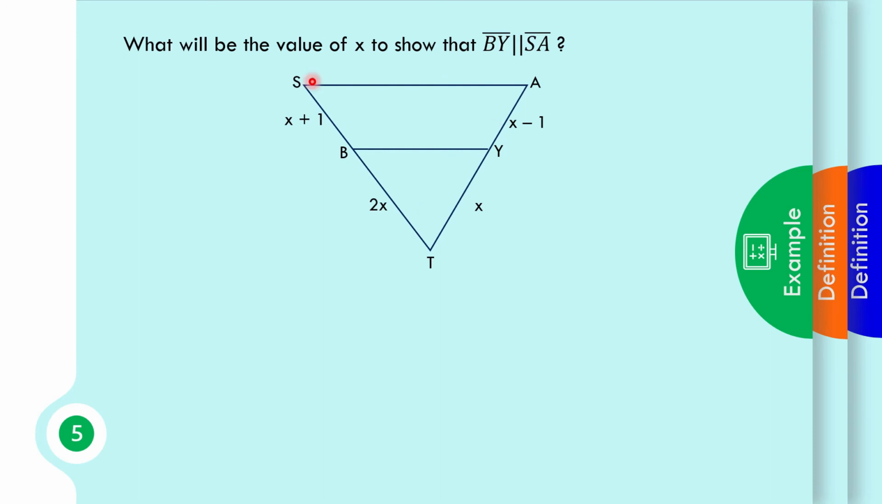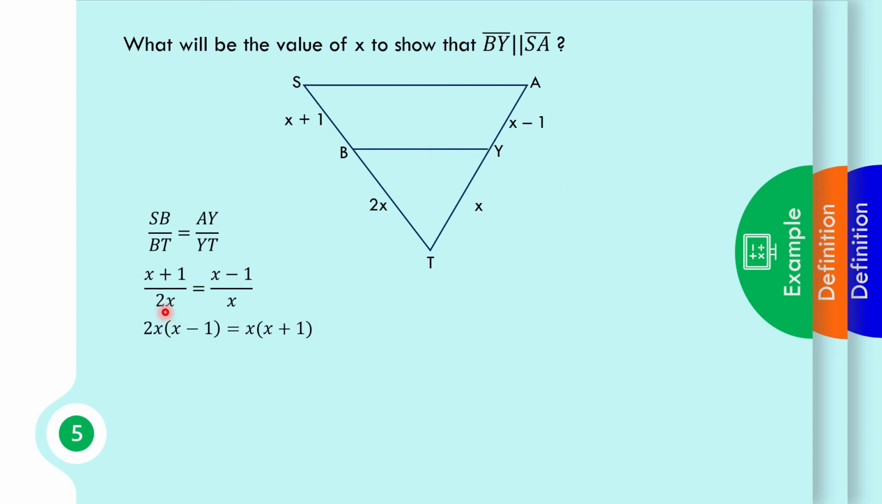It means that in order to find the value of x, we will have this proportion SB over BT is equal to AY over YT, in which SB is equal to x plus 1, BT is equal to 2x, AY is equal to x minus 1, and YT is equal to x. Let us substitute those values to our terms here. Therefore, we have x plus 1 over 2x is equal to x minus 1 over x. Let's do the cross multiplication.